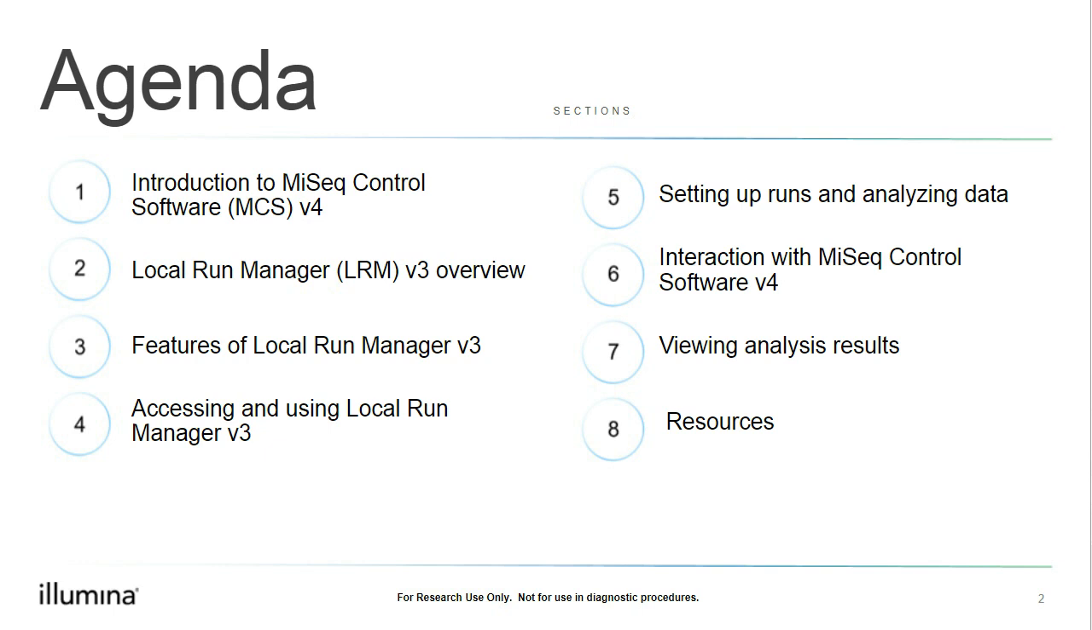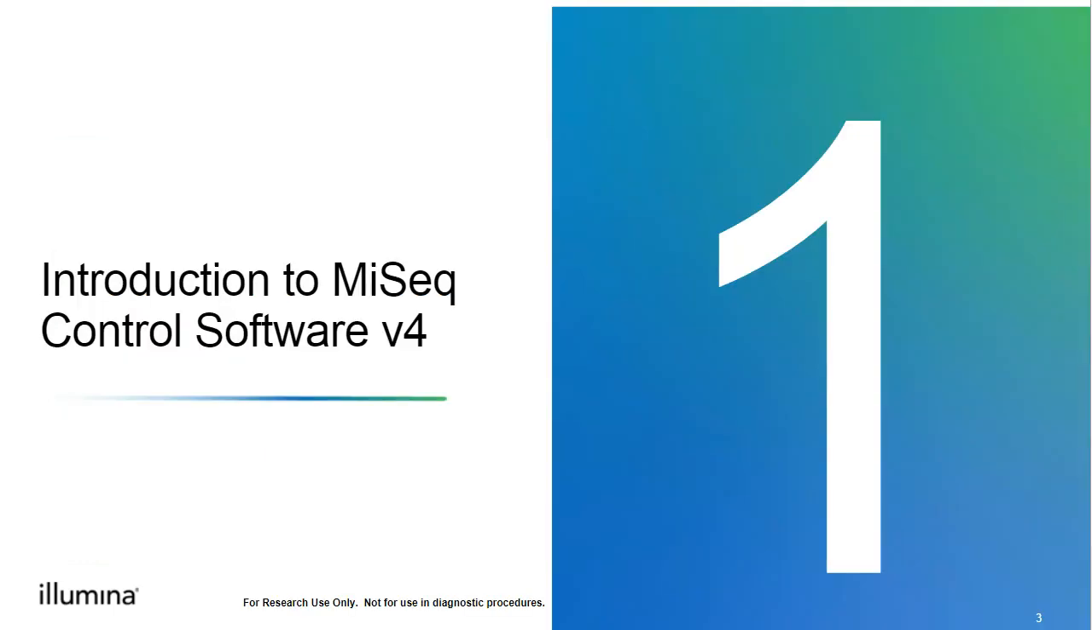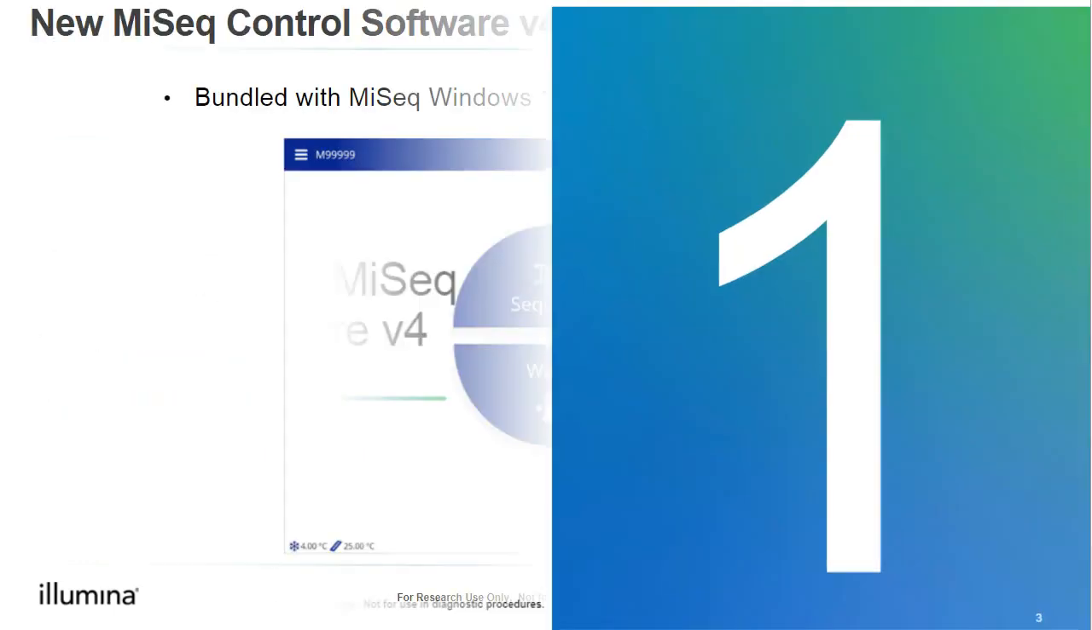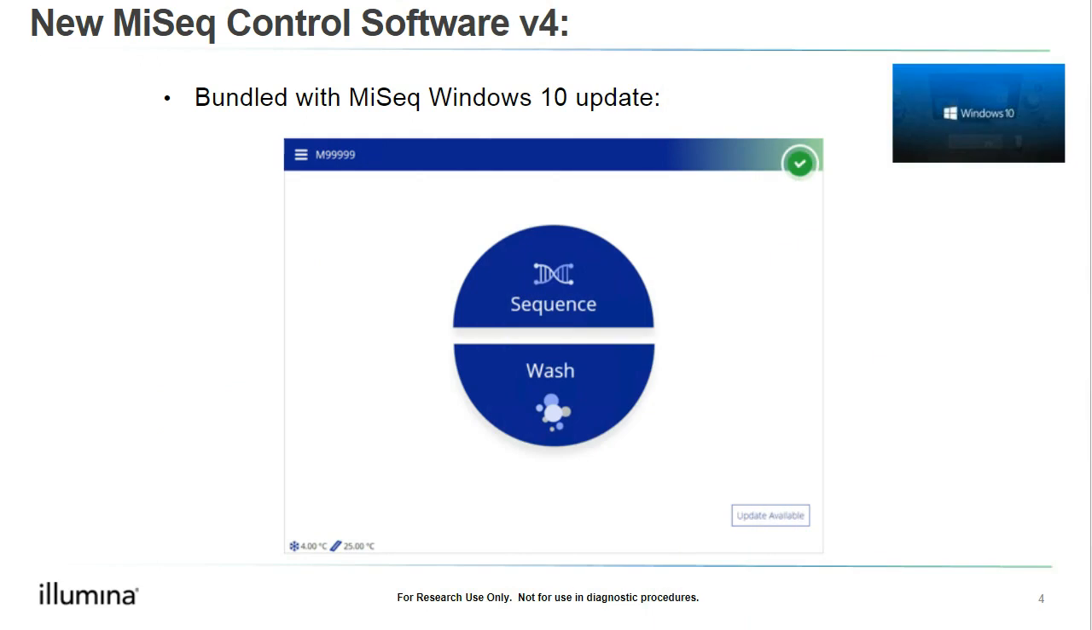So let's start with a quick introduction to MiSeq Control Software version 4. This is the new version of MiSeq Control Software that comes bundled with the Windows 10 update. As you may be aware, we've been updating our instruments from Windows 7 to Windows 10 due to the Windows 7 end of life from Microsoft. And part of that, in terms of the Windows 10 update, means we have a new version of MiSeq Control Software. We'll talk about how to navigate that a little bit later on in the talk, but most of the functionality is still pretty much the same, but you'll notice it does look a little bit different.